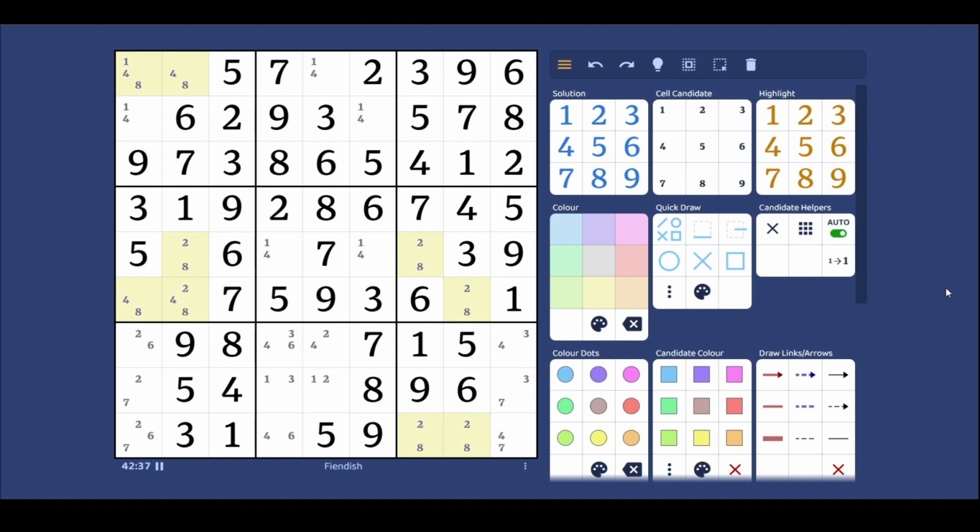Multivalue universal graves, or MUGs, are what happens when we have a global deadly pattern with more than two candidates per cell or more than two placements per house. And just like BUGs, MUGs can also have a light version, which doesn't necessarily extend to the entire grid.